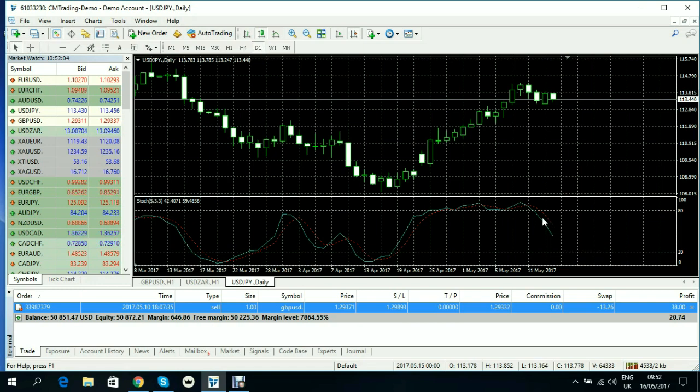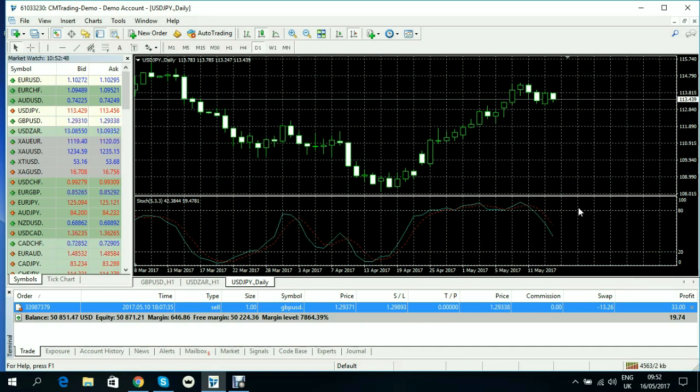Alright, so now this is how it works. You find out that stochastic is scaled from 0 to 100. You can see here it's scaled from 0 to 100. So these are its divisions: from 0 to 20, 20 to 80, 80 to 100.